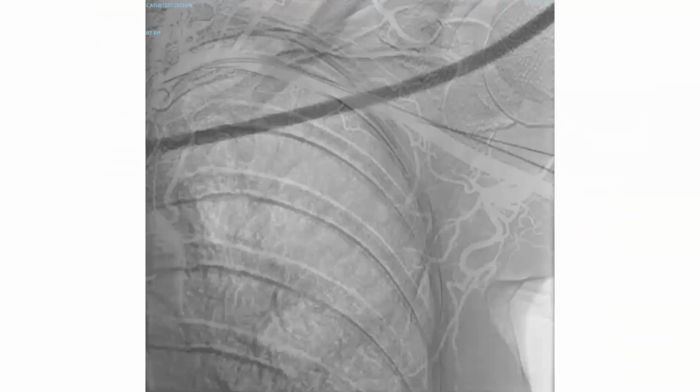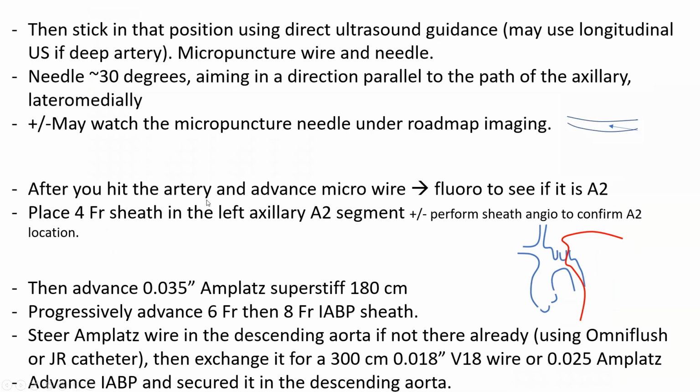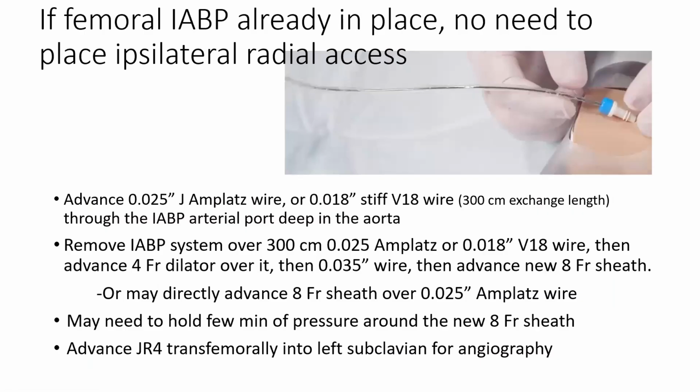So I explained the steps, which you need to know very well. Now, there are some modifications of those steps. In a patient who has already femoral balloon pump in place, you don't need to get radial access for angiographic guidance. You need to take that femoral balloon pump anyway. You may use that access for angiographic guidance, but it's not easy. So how do we do it?